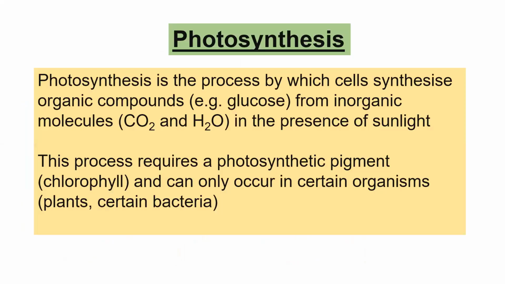Next is how photosynthesis takes place and what is actually the process by which plants prepare their own food. As you split this term, photosynthesis, photo means light and synthesis means to produce something. So photosynthesis is the process by which cells synthesize or produce organic compounds, mainly glucose, from inorganic molecules like carbon dioxide and water in the presence of sunlight.